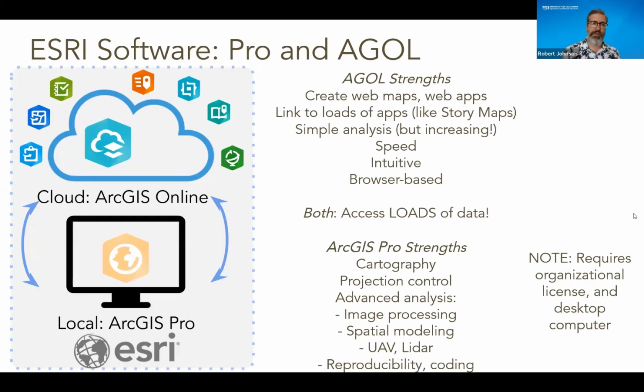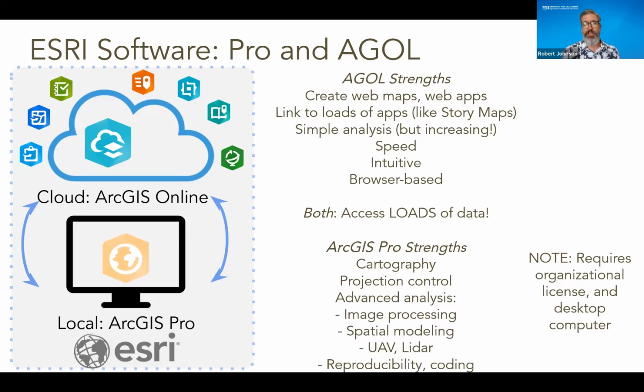So, some comparisons between the cloud environment in ArcGIS Online and the desktop in ArcGIS Pro. Like I said, the strength of ArcGIS Online is you can easily create a web map or an app. There are lots of different app templates to choose from, like the very popular story maps. There are analysis capabilities, and they're adding stuff all the time. And it's a fast, intuitive, browser-based environment that anyone can use. And there is a very, very large and extensive data catalog, which, because of the integration between these two platforms, you can use both ways.